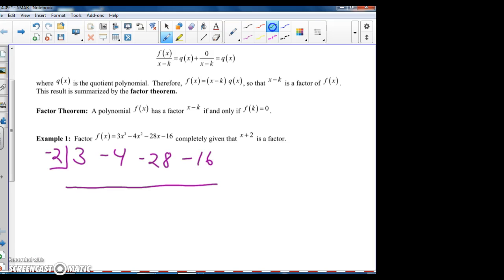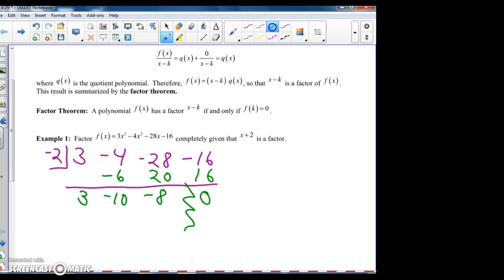It's going to be 3, -6, -10, 20, -8, 16, and 0. That's what they said. It should come out to be 0. There it is, right there.